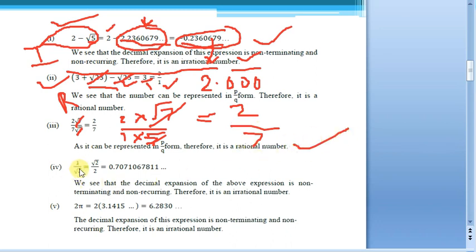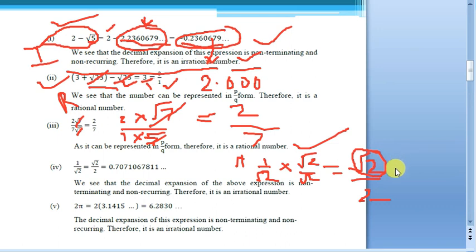Now let us go through 1 by root 2. We already know the concept of rationalizing the denominator. So you take 1 by root 2 and multiply with root 2 in the numerator and denominator also. So 1 into root 2 is root 2 in the numerator, and in the denominator root 2 into root 2 will be 2. So we very well know that it is an irrational number.